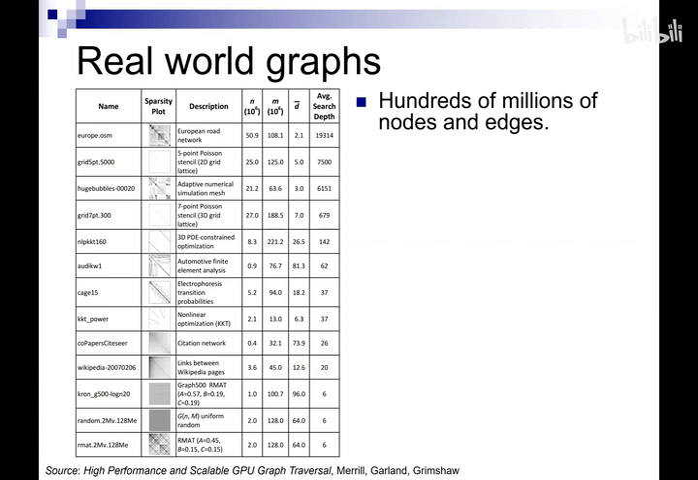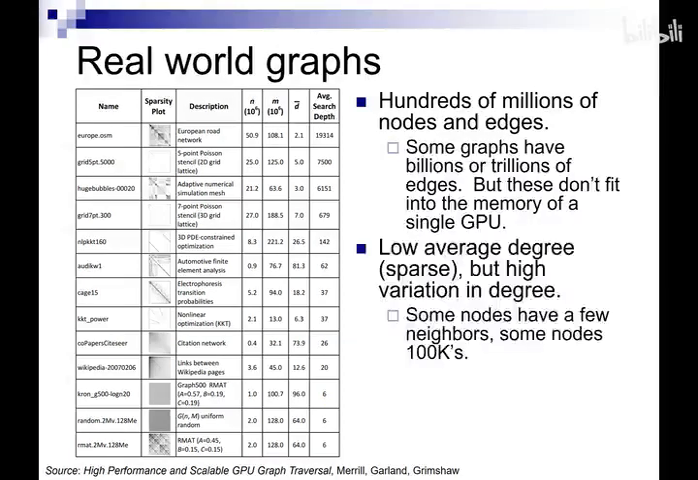And then you have graphs with even smaller diameters. These last 3 graphs are synthetic graphs, generated by some sort of random process. In general, we're going to be working with these large graphs that have millions and millions of nodes and edges. In practice, you could encounter even larger graphs that have billions or trillions of edges, but the problem is that you can't fit these into the memory of a single GPU. One of the weaknesses of GPUs is that they have limited memory.